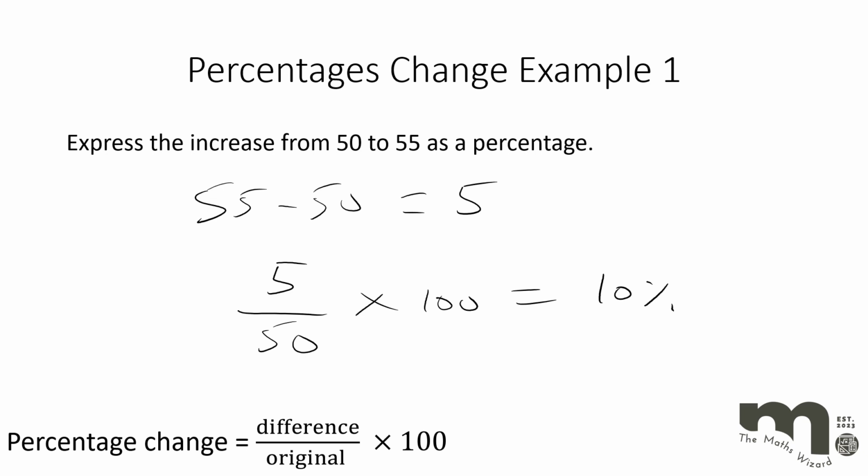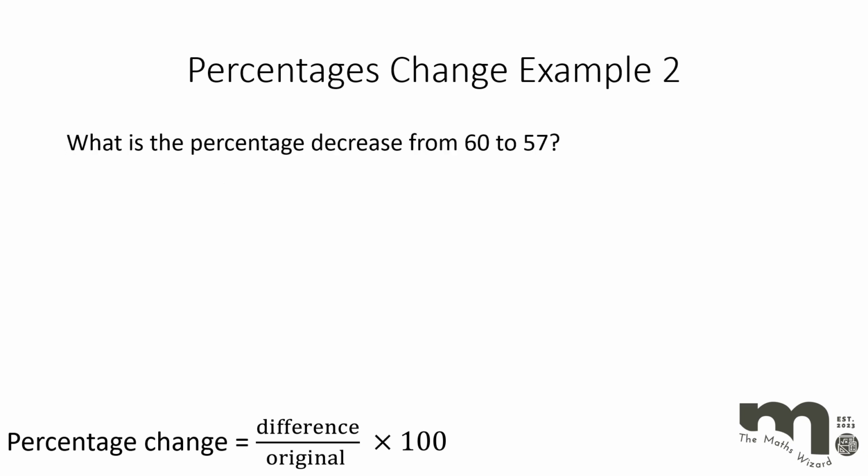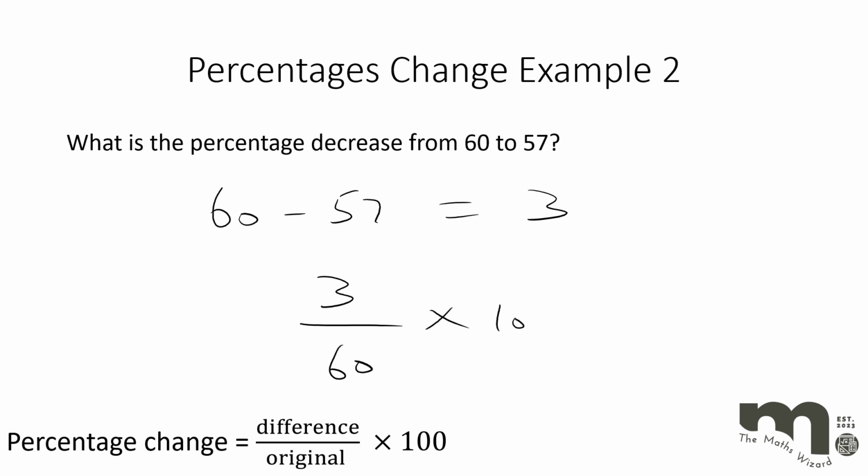Okay, so let's look at it with a decrease then. So pause your video and have a go. Okay, so this time then, if we work out the difference between the two amounts, so 60 take away 57 is 3, so the number has decreased by 3 just as a value. So in our formula, it's 3 over 60 times 100, and that will give you 5%.